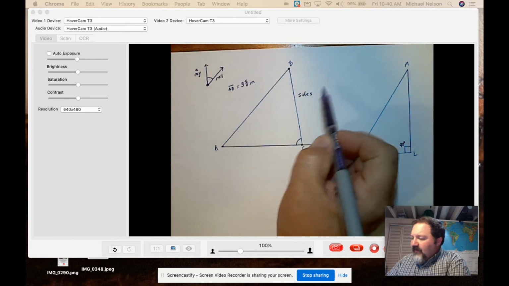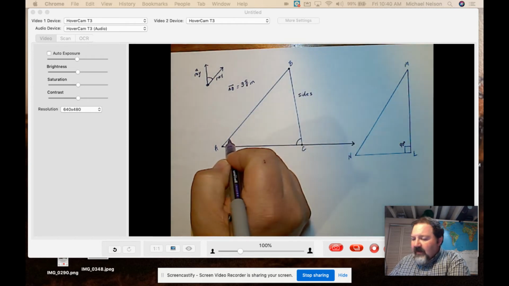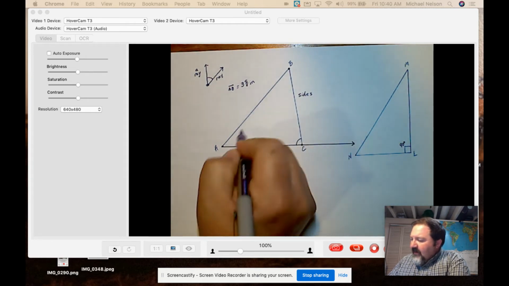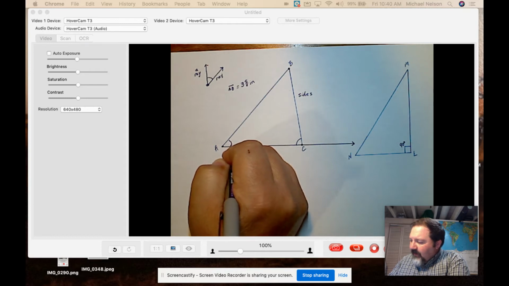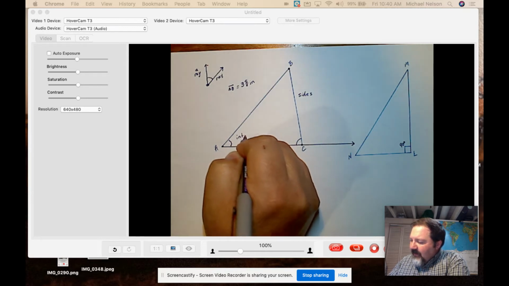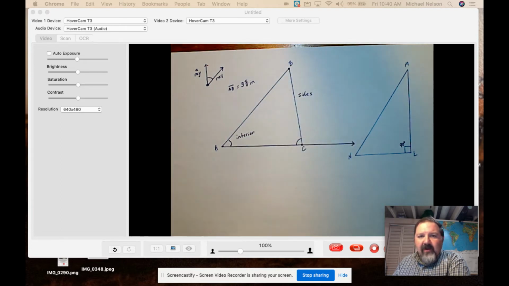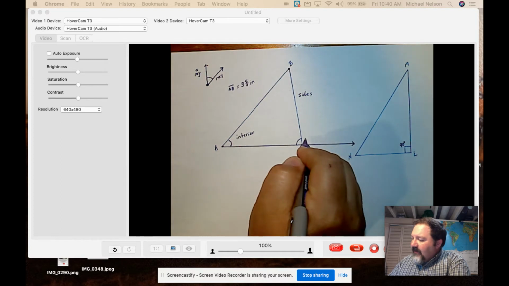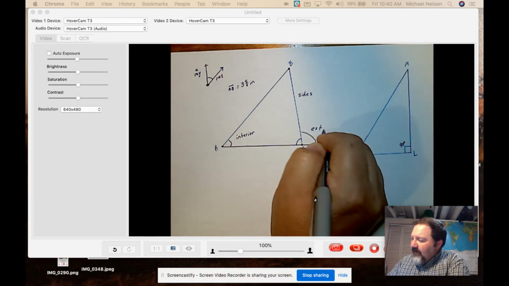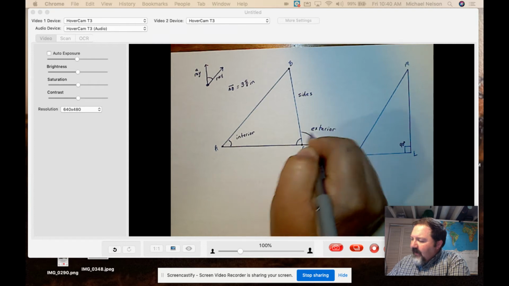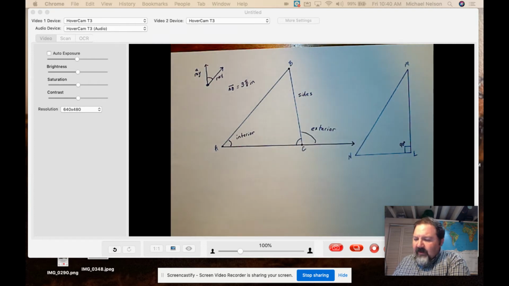Again, we're working on vocabulary. These are sides. These are vertexes. These are also called interior angles. Interior means inside. This has three interior angles all inside. Any angle on the outside, such as this one, is called an exterior angle. Okay, interior versus exterior. That's pretty easy to understand.